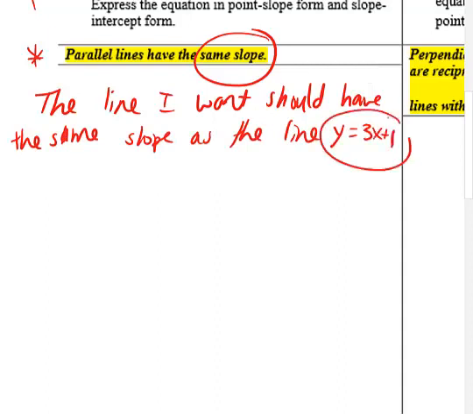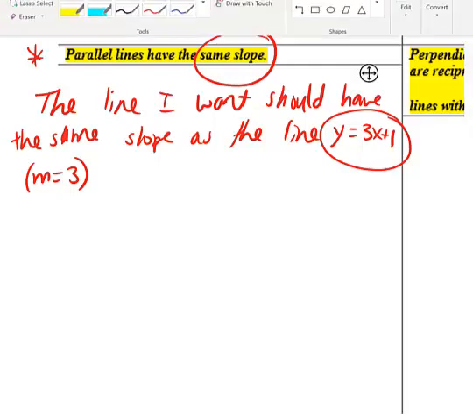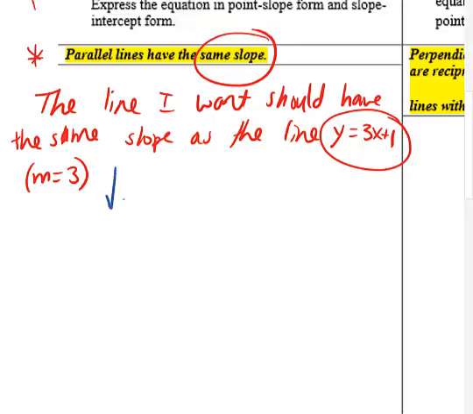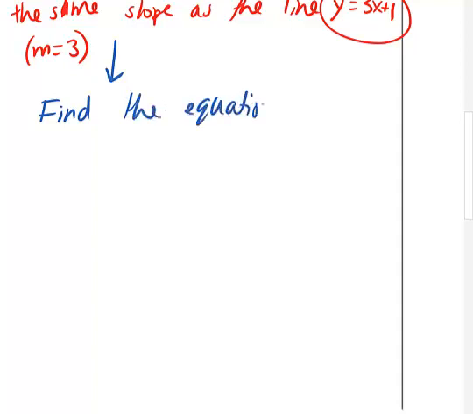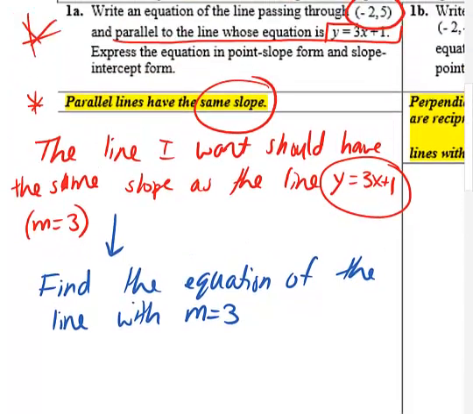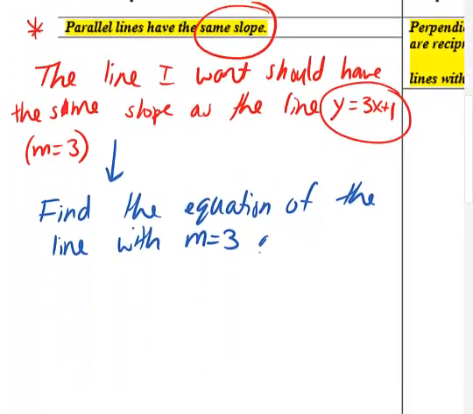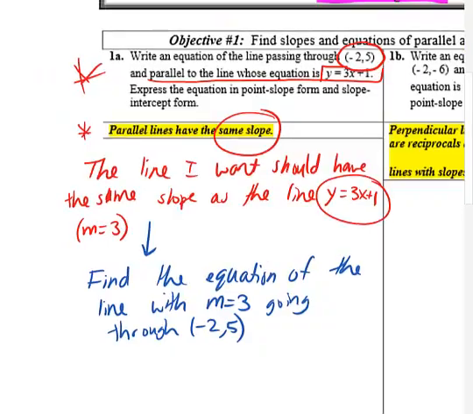Looking at that, we know by now the y-intercept is 1 and the slope is 3. So I'd like my slope to be 3 because I want it to be the same as the line I was given, and that line's slope is 3. So that was just a very complicated, convoluted way of them saying, find the equation of the line with slope 3 going through the point given, which I think was (-2, 5). Yeah, I think it was.